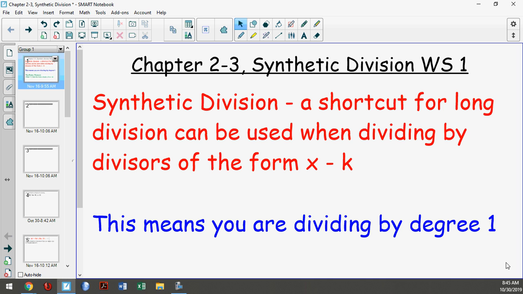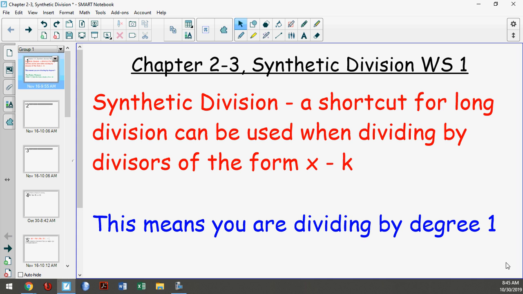Okay, chapter 2-3, synthetic division. Synthetic division is wonderful. It is going to be your best friend. You're going to love it. Does everybody have a calculator with them today? Okay, you need to have your calculator out because we're going to do a lot of numerical calculations. And if your numerical calculations are not correct, your whole entire problem will be thrown off.